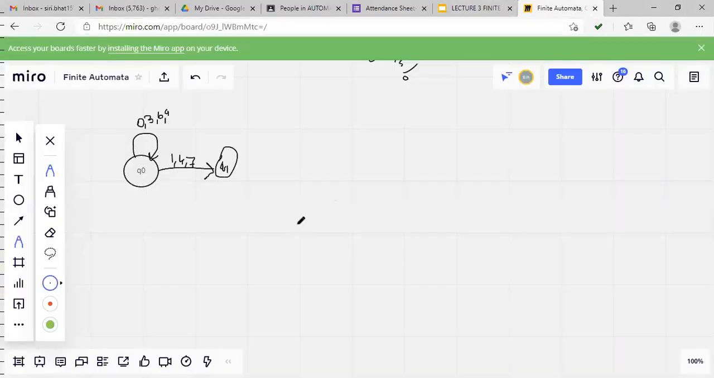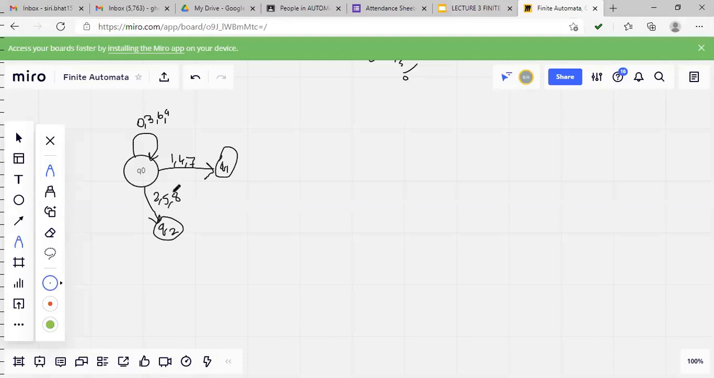Again, a new state. So draw another state, Q2. Q0 goes to Q2 on 2, 5, and 8.